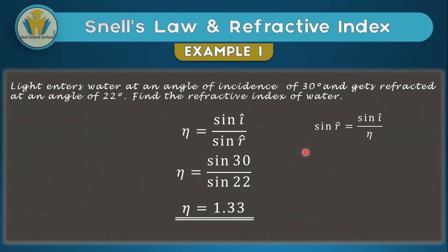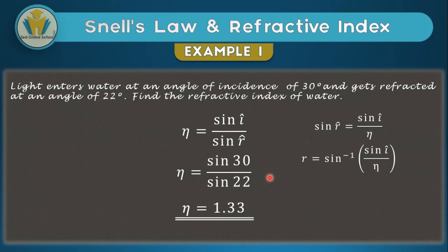The next thing to do is get rid of the sine, so we're just going to remove the sine on our left side and add a sine inverse to the right part of our equation. Therefore, r is going to be sine inverse of sin i divided by the refractive index. And now we just have to plug in some numbers.